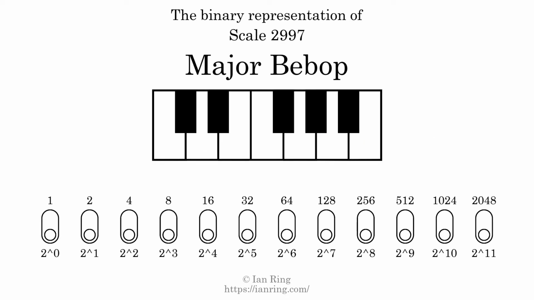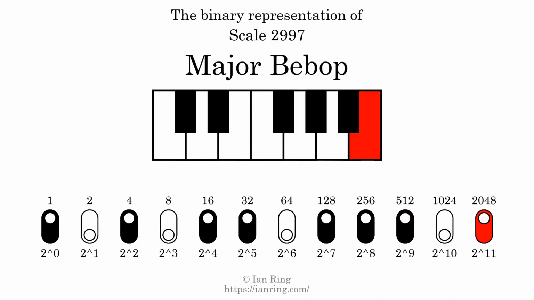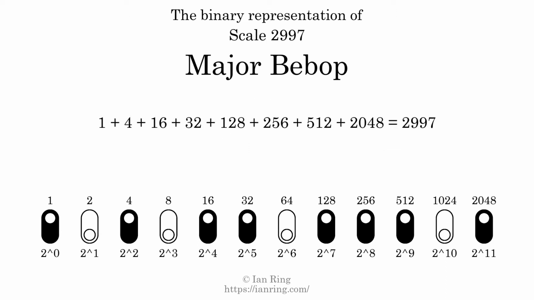The binary representation of this scale is determined by mapping tones of the scale to binary digits. Each binary digit represents a power of 2. To get the scale number, we add the powers of 2 together. The powers of 2 that are present in the scale, all added together, equals 2997. That is why the scale number, in decimal, is 2997.